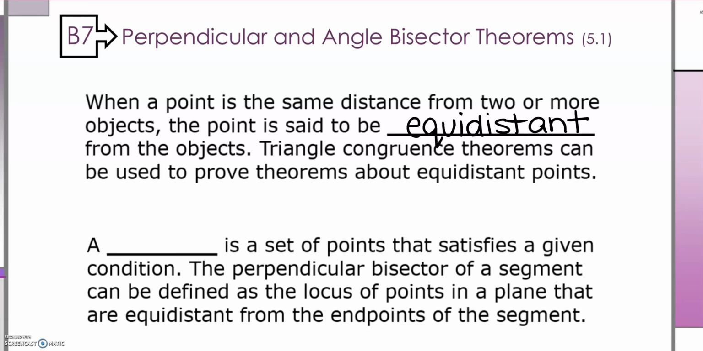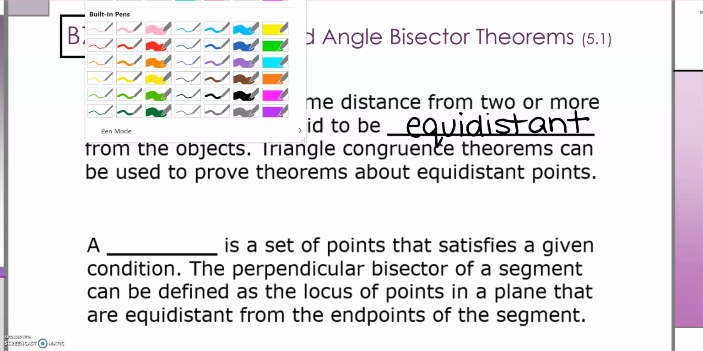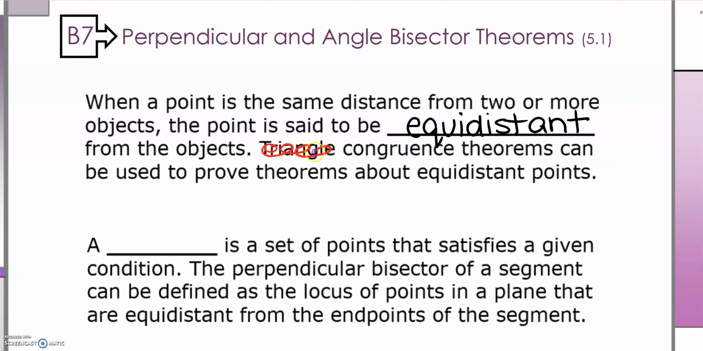The second sentence to this explanation is something you actually haven't learned yet, so just cross this out. Triangle congruence theorems mean nothing to you yet. So moving on. Next, a locus.